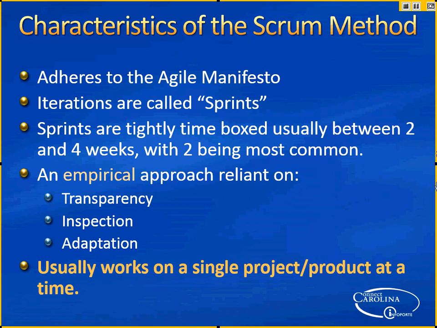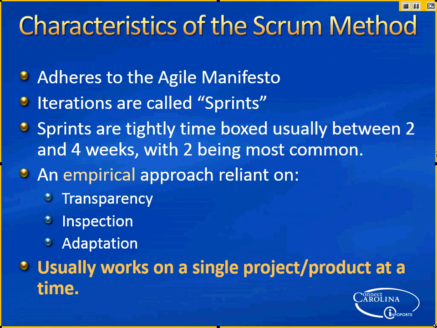In Agile, the iterations are called sprints. You may have heard that term. And they are tightly time-boxed, fixed. Usually 2 to 4 weeks, can be 6 weeks. It's decided by the team. 2 weeks seems to be the most common. Okay.